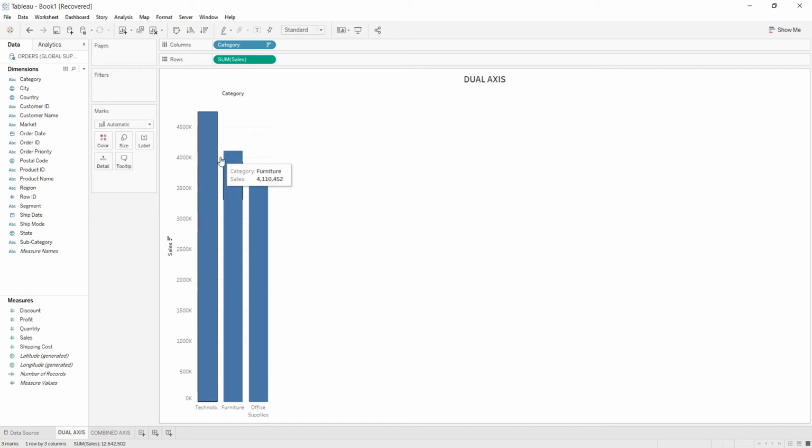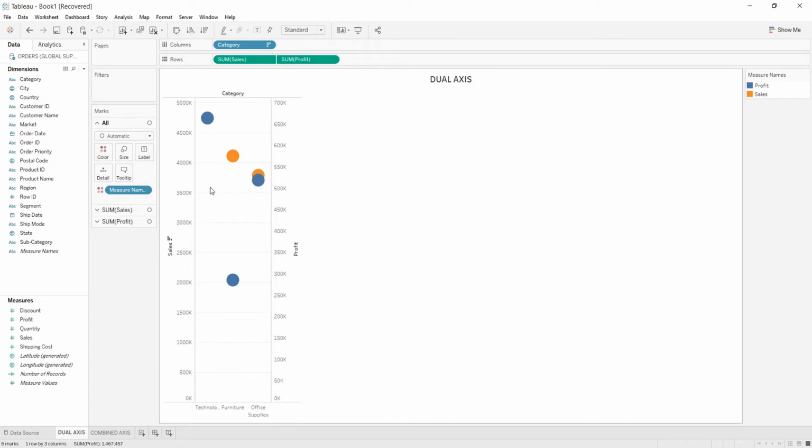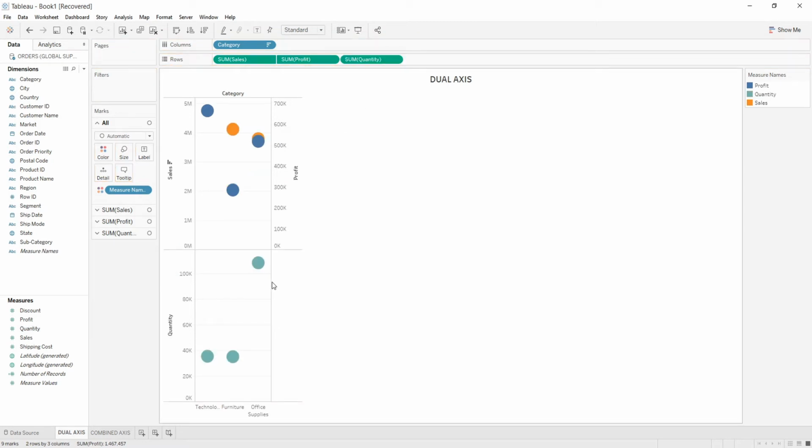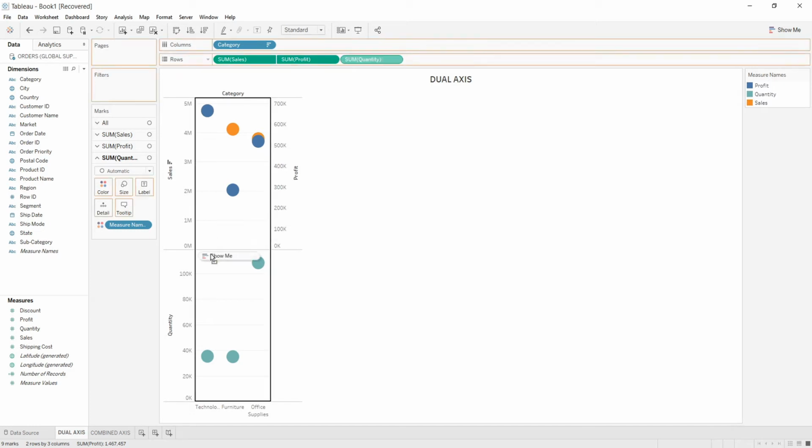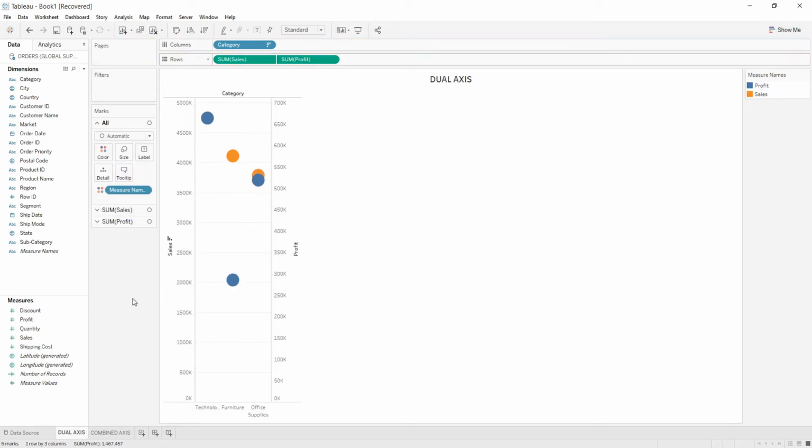Similarly, we can create it by dragging our second measure onto the right side of the view, and a dual chart would be created. Dual chart would compare only two measures at a time, as if a third measure, quantity, is kept over to rows again, then it would create a different chart and would not have any dual axis option for it. Hence, in a dual axis chart, only two measures can be visualized on the same plane.